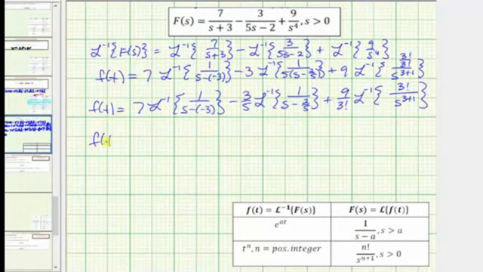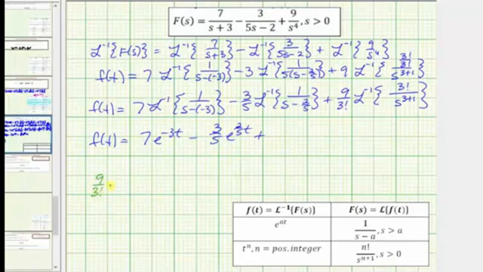which means f of t is equal to 7 times this inverse Laplace transform, where a is equal to negative 3, would be e raised to the power of negative 3t. So the first term of f of t is 7e raised to the power of negative 3t, and then we'd have minus 3/5. For this inverse Laplace transform, a would be equal to positive 2/5. So the second term of f of t would be negative 3/5 times e raised to the power of 2/5 t. And then for the last term, we have plus, let's simplify 9 divided by 3 factorial.